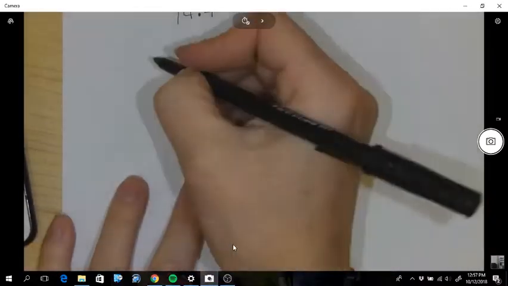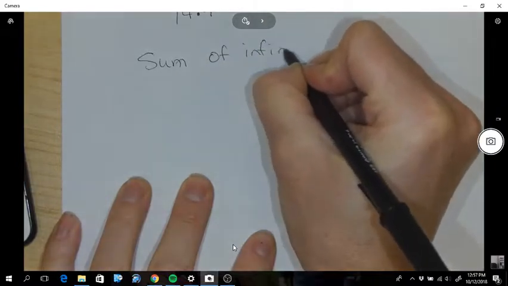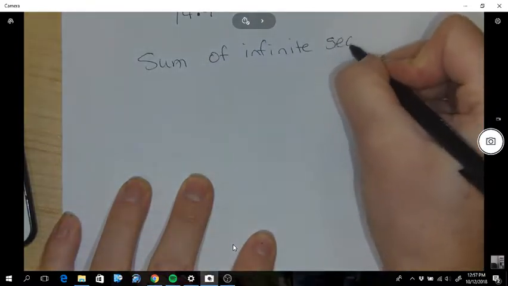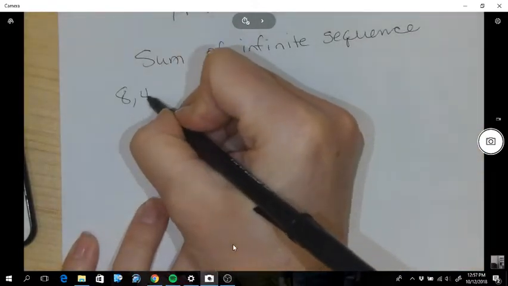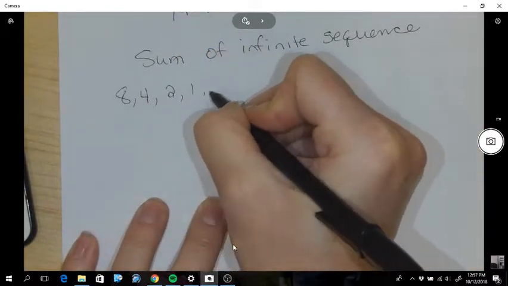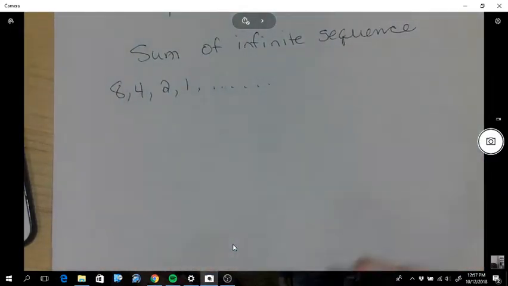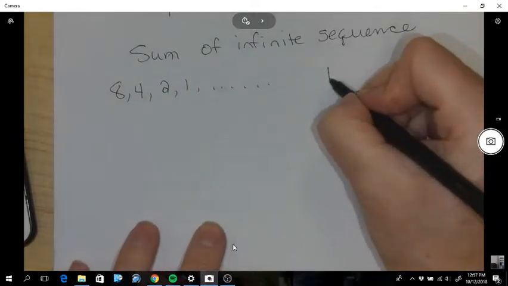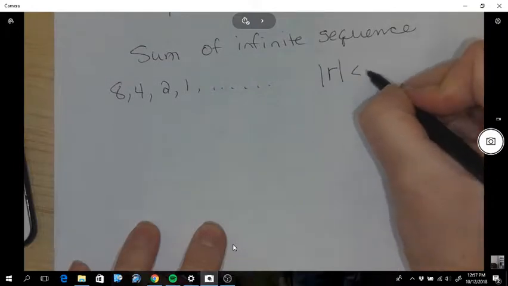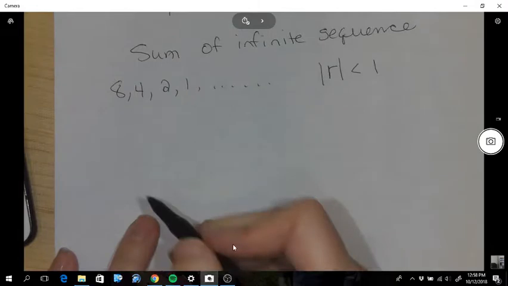Okay, last lesson, sum of infinite sequence. So this is an example where a sequence will eventually get smaller and smaller and smaller, so that you're eventually getting so small you're kind of almost adding 0 on. Okay, so this works when your R value, your absolute value of R, is less than 1. So it could be negative a half or a half, something like that.